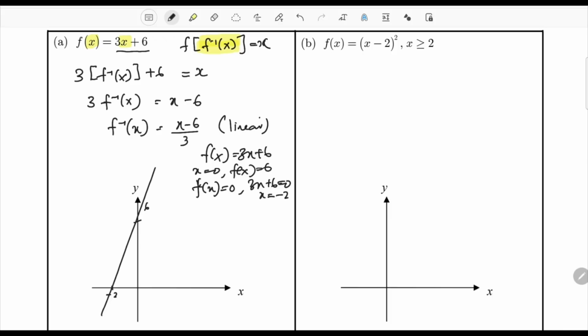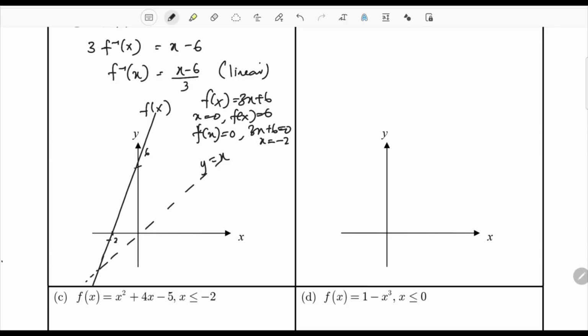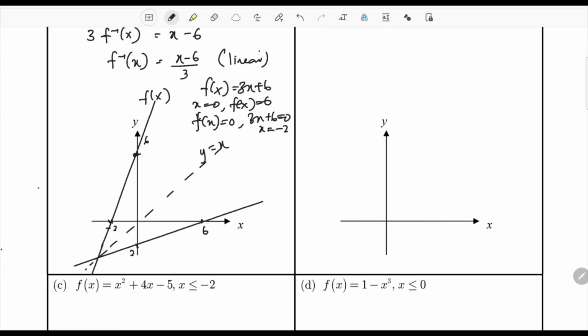So that's the graph. Let's draw the line y equal to x and label it y equal to x. This is your f(x). We are going to reflect f(x) on the line y equals x. If this is 6, here it must also be 6. If this is 2, this is also 2. So let's draw it. There you go, that's your graph. Label it f inverse of x. This is your origin.